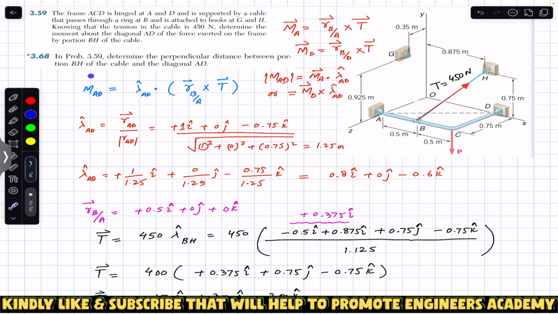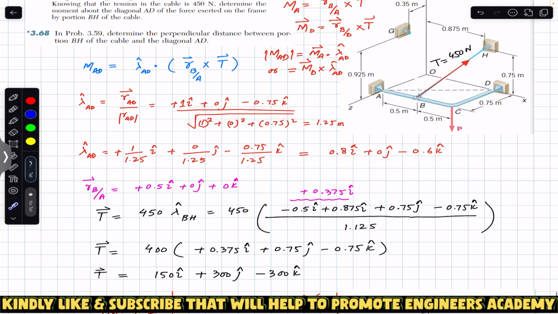So now if I write this equation, which is MAD, this is the unit vector along AD, since we want to find the moment about this particular line, and then this is the moment of that tension T about point A. So R of B relative to A is this vector, and then we find the Cartesian vector representation of that tension T. So now we will find these one by one.